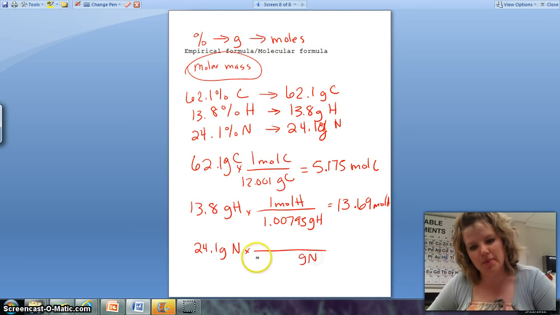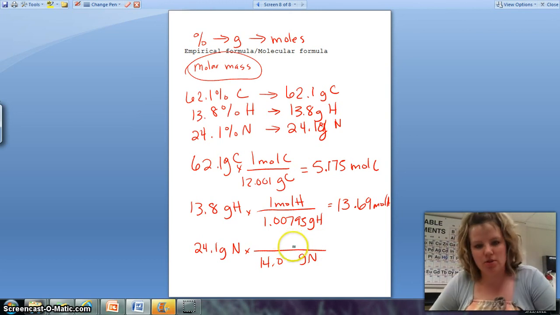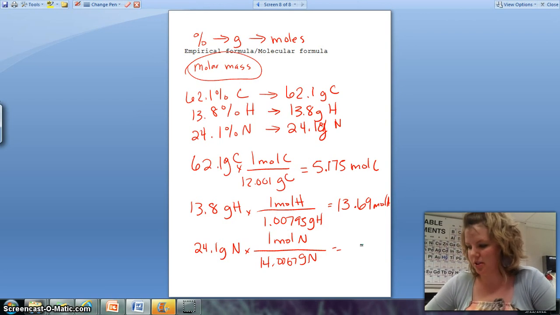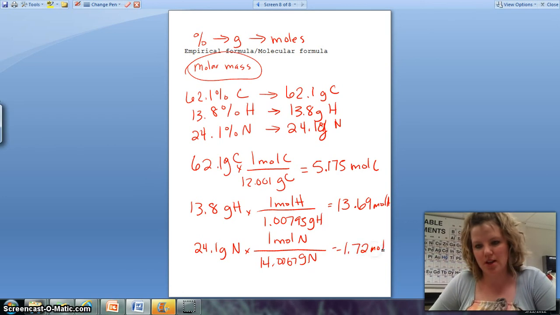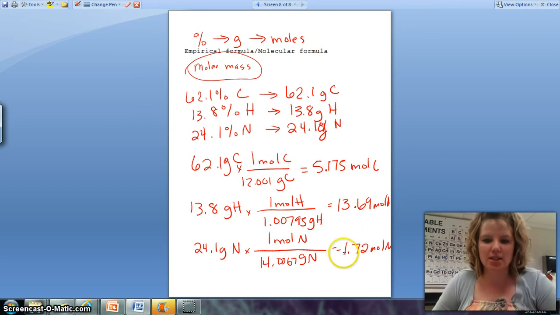And then our last one is 24.1 grams of nitrogen. Grams of nitrogen goes on bottom. We know that's 14.0067, 1 mole of nitrogen on top. So we get 24.1 divided by 14.007, and we get 1.72 moles of nitrogen. Now we look at which one of these is the smallest. Whatever one is the smallest, that's what you divide all of them by. So 1.72 is the smallest, so I divide them all by that.